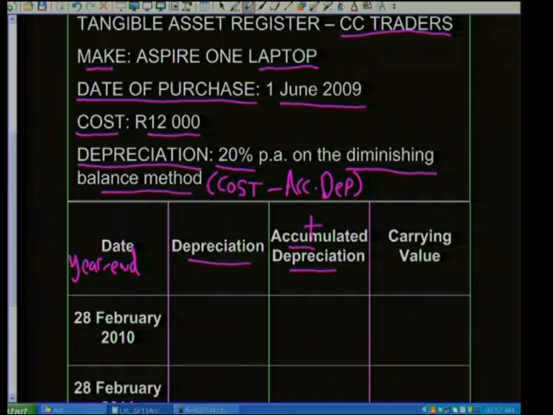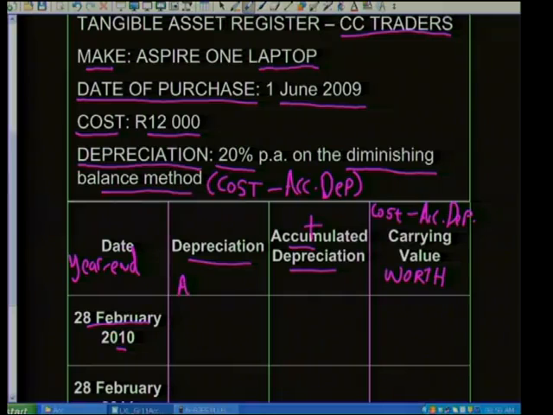Carrying value, you've definitely come across this in grade 10, but again, just quickly a recap. What do we mean by carrying value? Carrying value simply refers to the cost price minus accumulated depreciation. In other words, what's the actual worth of the asset? Okay, right, let's get started. The first financial year end is on the 28th of February 2010. So that's our first financial year end, and they want us to do the depreciation calculation.